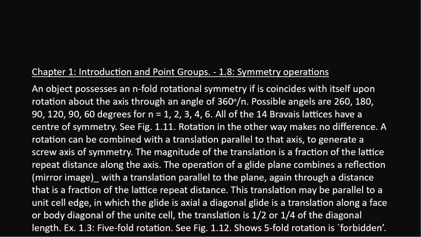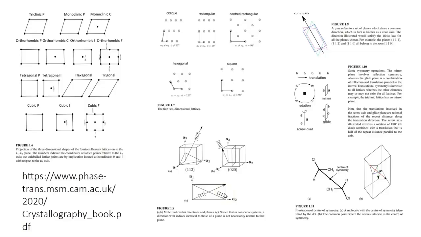This translation may be parallel to a unit cell edge, in which case the glide is axial. A diagonal glide is a translation along a face or body diagonal of the unit cell. The translation is a half or a quarter of the diagonal length. Example 3.1 gives a 5-fold rotation, and see figure 1.11, which shows that a 5-fold rotation is forbidden. It cannot happen. It's not possible. Here you see again the figures. Advice: if you want to study them, go to the book or pause the video.